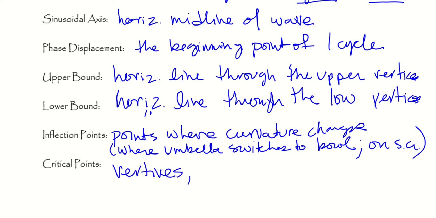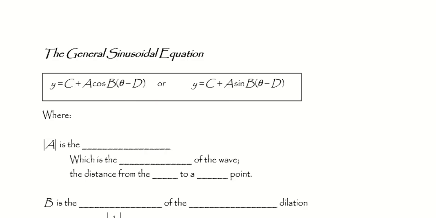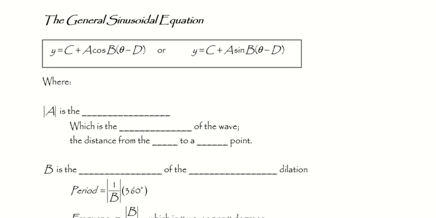So they are at the top of umbrellas, and at the bottom of our bowls. There are high points and our low points. Okay, so that's our terminology. Let's apply that to a transformation.